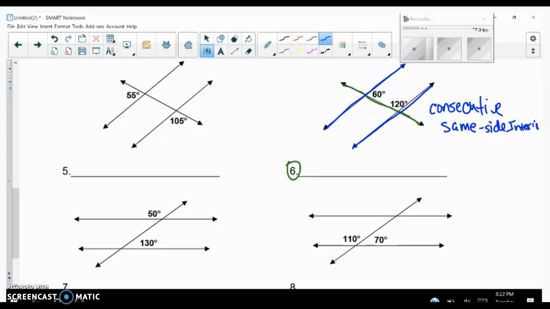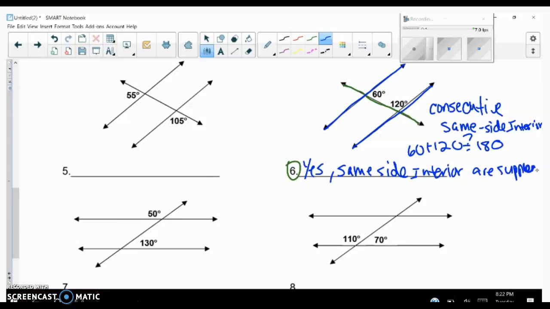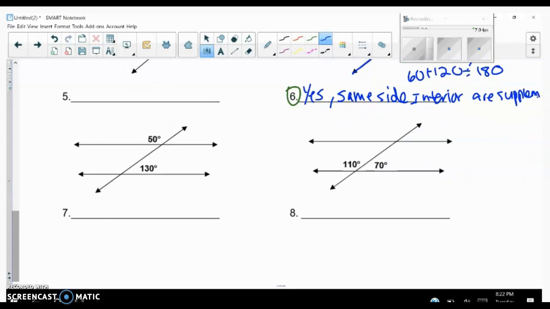Now, what do we know about consecutive interior angles? Well, they're not supposed to be congruent, but they are supposed to be supplementary. So let's see. 60 plus 120, does that equal 180? Get out your calculators or your fingers. Last time I checked, 60 plus 120 does equal 180. So those lines are parallel. Okay, those are supplementary. Running out of space.